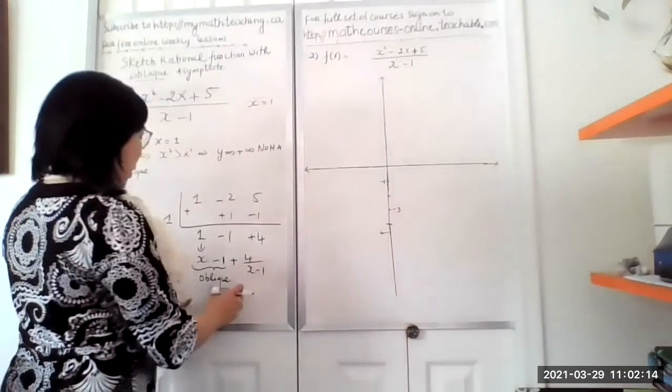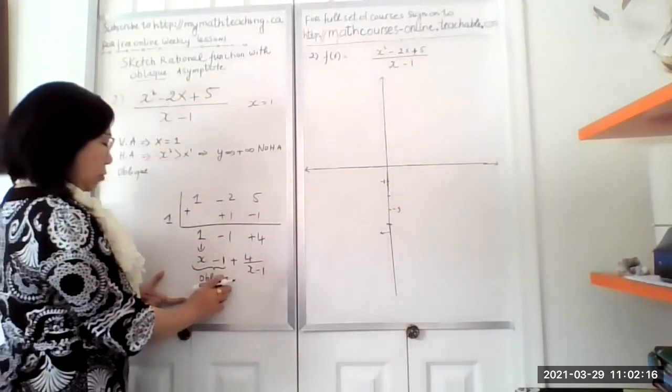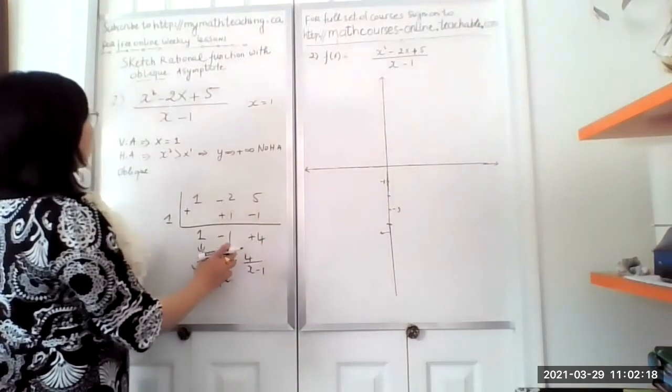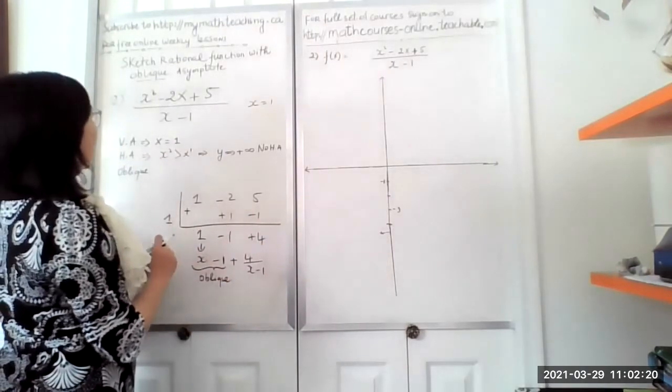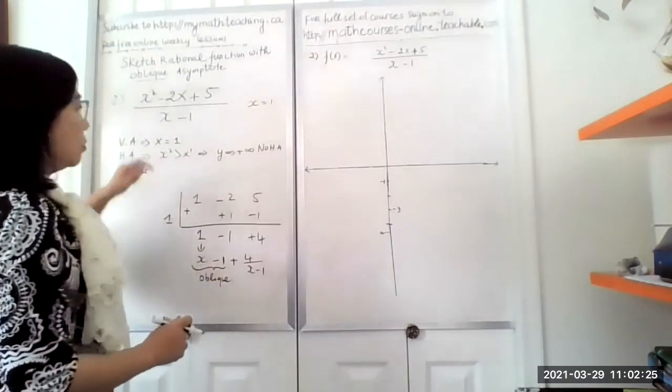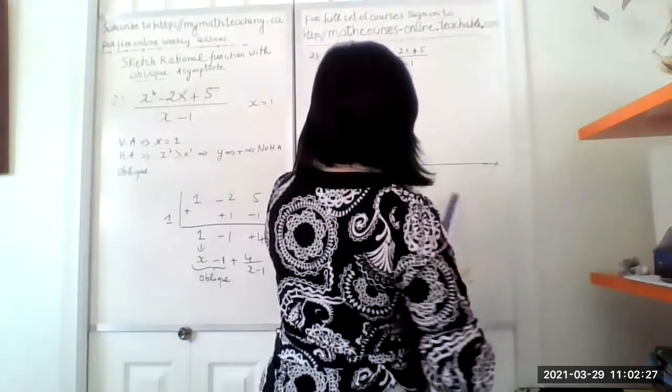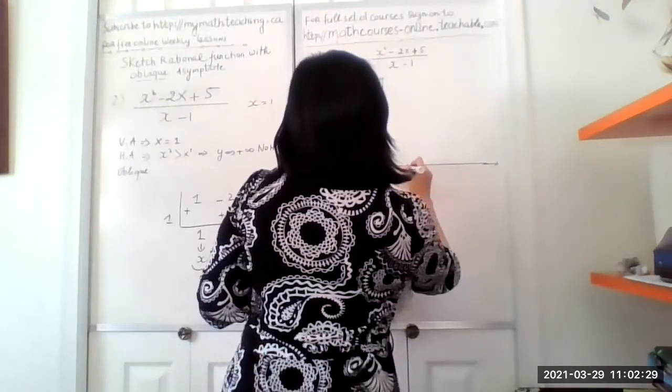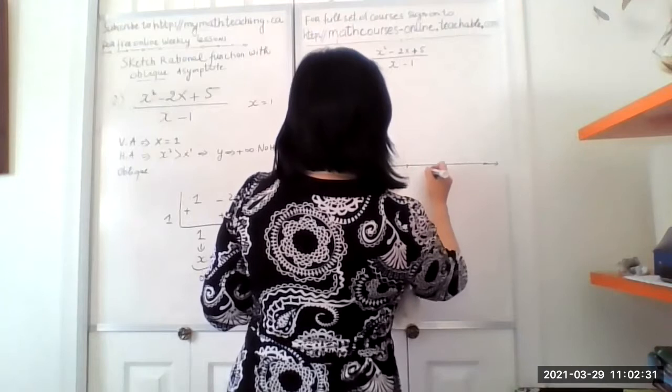Okay, so now we know the oblique asymptote is here. Now I'm going to sketch all of this, right? So we have the vertical asymptote x equal 1. Let's sketch it, and let me put this further apart a little bit.